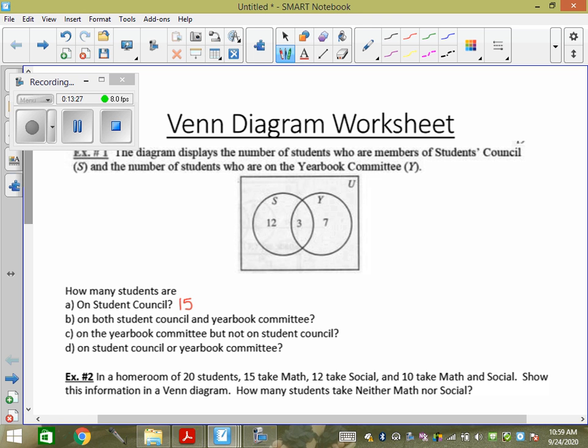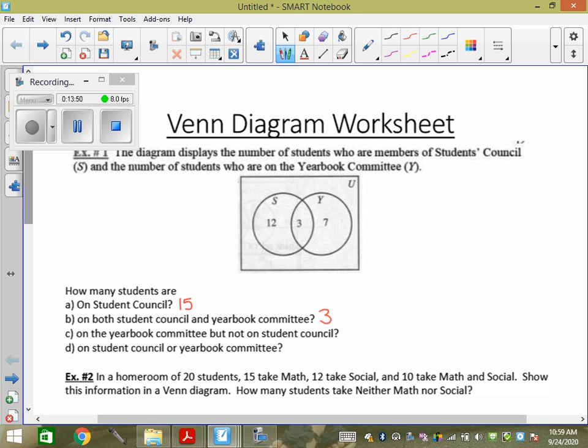Or they could say student council, but not yearbook. That's also the same as saying student council only. Student council and not yearbook. Okay, on both student council and yearbook. And is what shape? The eyeball. And we need to remember that because we're going to hit 3 circles. And is still the eyeball. So that's still 3.